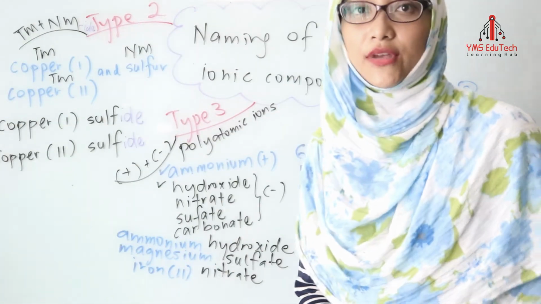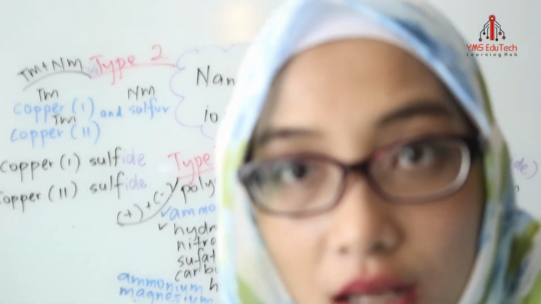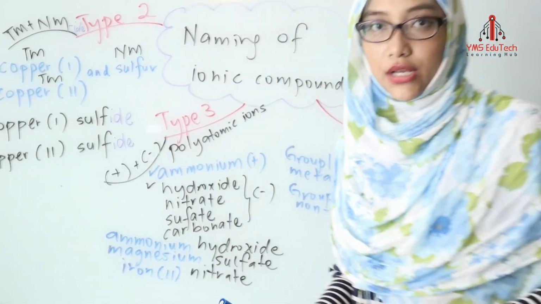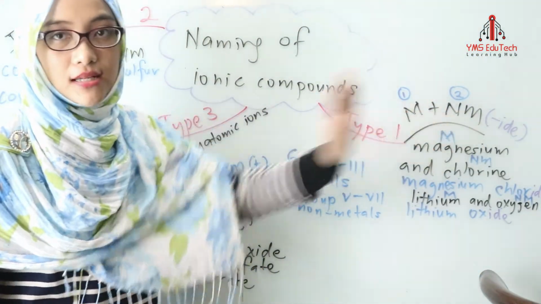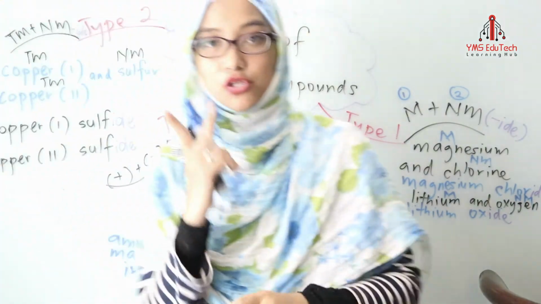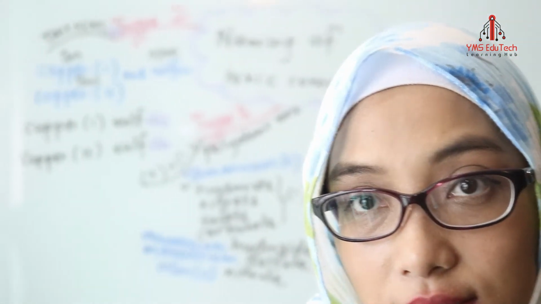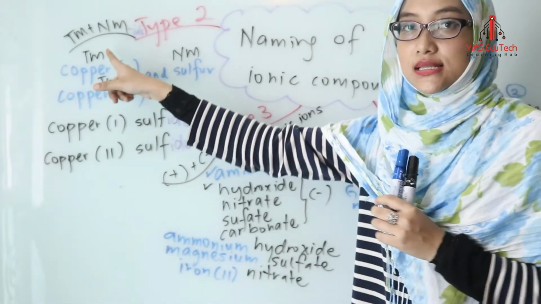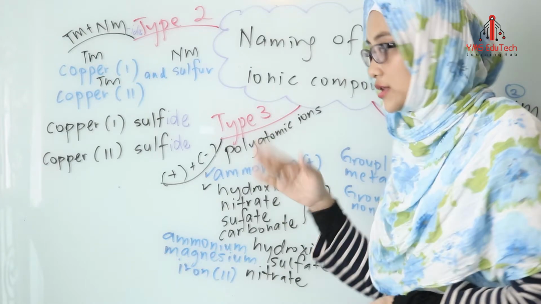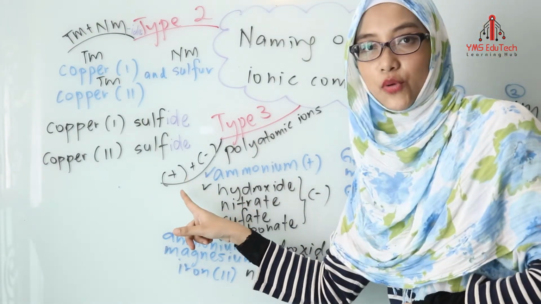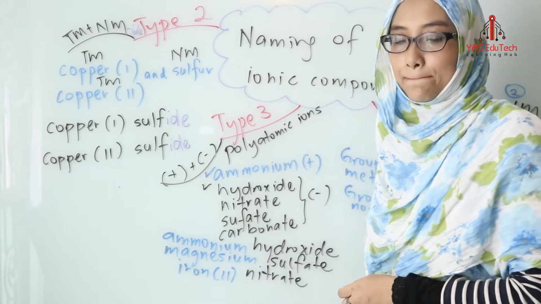Okay? So there you have it. We have the three ways to name ionic compounds. Type 1 involves metal and non-metal ending with "ide." Type 2 involves the transition metal and the non-metal ending with "ide." And type 3 involves polyatomic ions, whereby we have the positive polyatomic ion first, followed by the negative polyatomic ion. Alright?